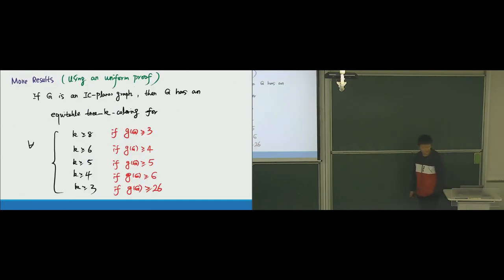And using this proof idea, actually we use a uniform proof. We can prove no 5 results. We have some growth conditions here, but our proof is a uniform one. So this is the proof of this theorem.